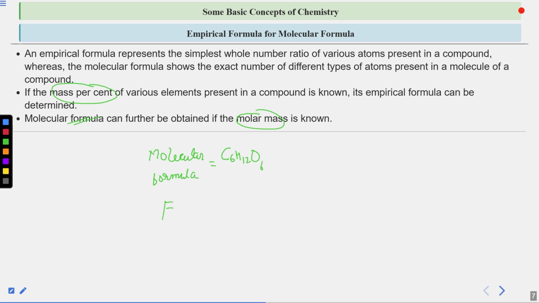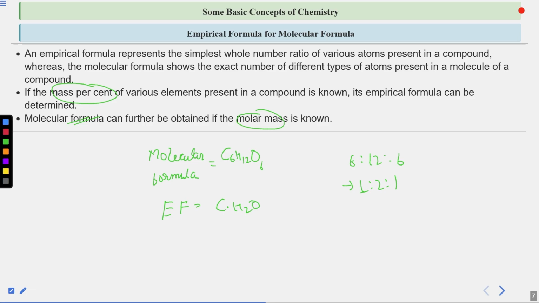Whereas the empirical formula is the ratio of their count. If you take the ratio 6 to 12 to 6, you can reduce it further to 1:2:1. Now keep them as it is. So you will get CH2O, that is C1H2O1. So what is unknown?